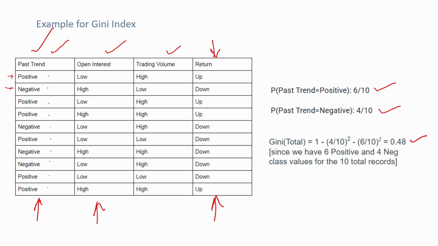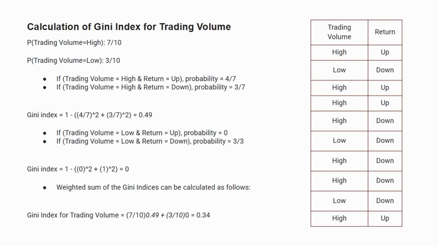Now you see, we have done it for past trend and we have done it for open interest. Now we have to consider trading volume. That is the next feature. For calculation of the Gini index for trading volume, you need to see how many high are there. This is 1, 2, 3, 4, 5, 6, 7. So there are 7 rows with high entry. Total entries are 10. So out of that 7 are high, that means 3 are low.